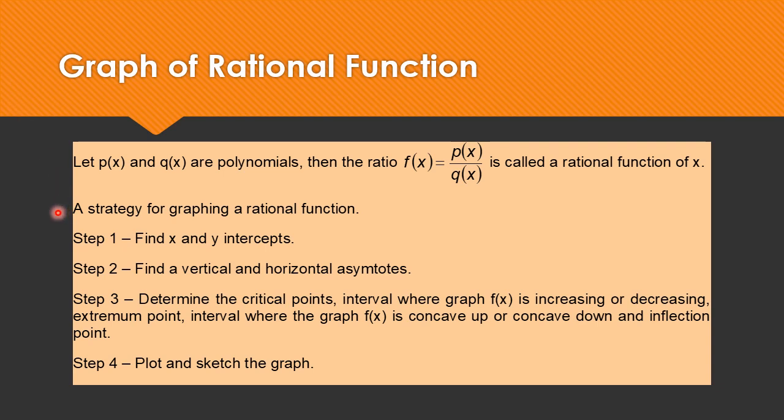Here is a strategy for graphing a rational function. Step 1: find the x and y intercepts. Step 2: find the vertical and horizontal asymptotes. Step 3: determine the critical points, intervals of increasing and decreasing, extremum points, intervals where the graph is concave up or concave down, and inflection points. Then we can plot and sketch the graph by using this information.